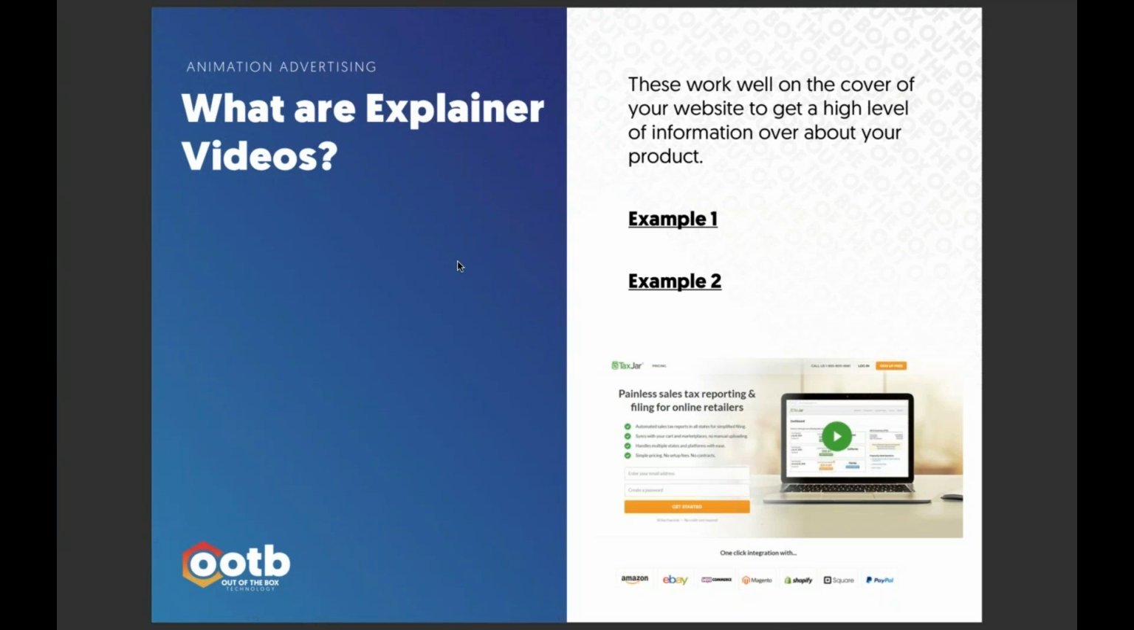And when you're using explainer videos on your website, a lot of times people feature them on the front page right at the top. There's a little play icon here you can see as an example. Usually they're very prominent, and customers see them, click on them, watch them, and get a much better idea of what your product is that you're selling.